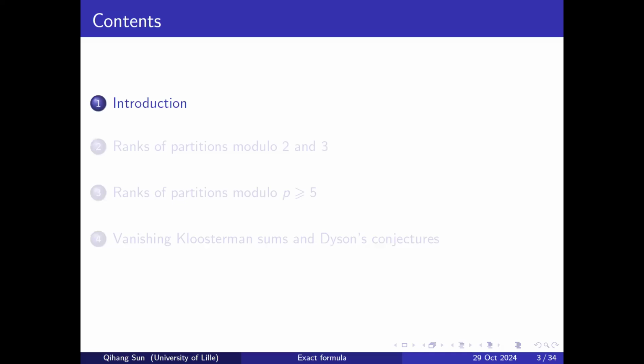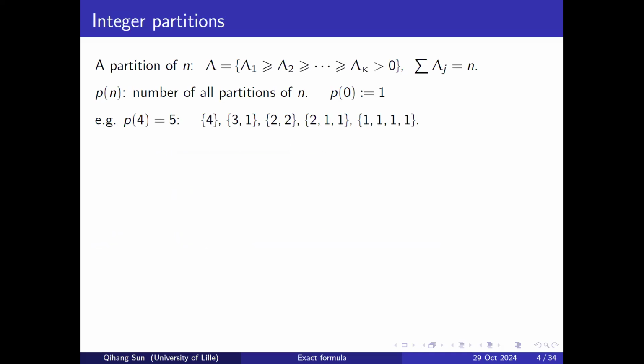Let me first begin by introducing the notation and some basic things in the slides. A partition of n is a way of writing a positive integer as a sum of positive integers. We require everything to be positive, and we write it in decreasing order to make sure we don't have any repetitions. The sum is n, and p(n) is the number of ways to write all the partitions of n. For simplicity, we write p(0) to be 1. For example, p(4) is 5, which means we have the following 5 ways to write 4 as a sum of positive integers.